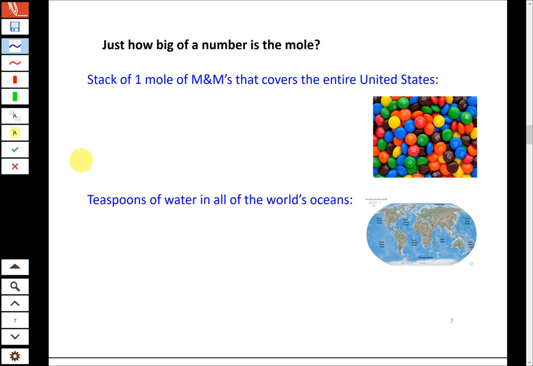But we're going to give you an idea of how big Avogadro's number, 6.02 times 10 to the 23rd, is. How big of a number is that? Okay, so let's say we're going to take 1 mole of M&Ms and stack them over the entire United States of America. And let's figure out how many times we have to stack those M&Ms.